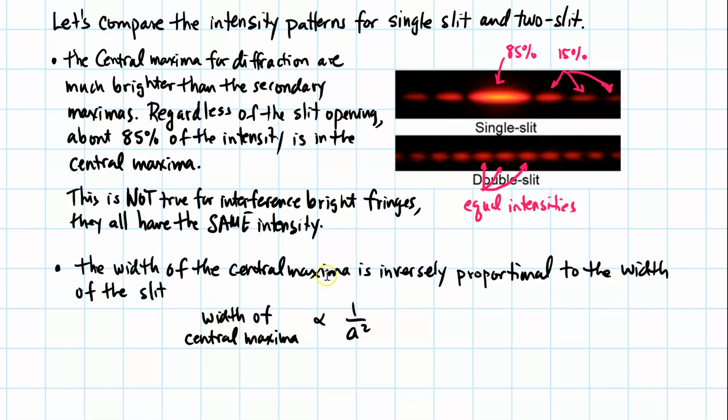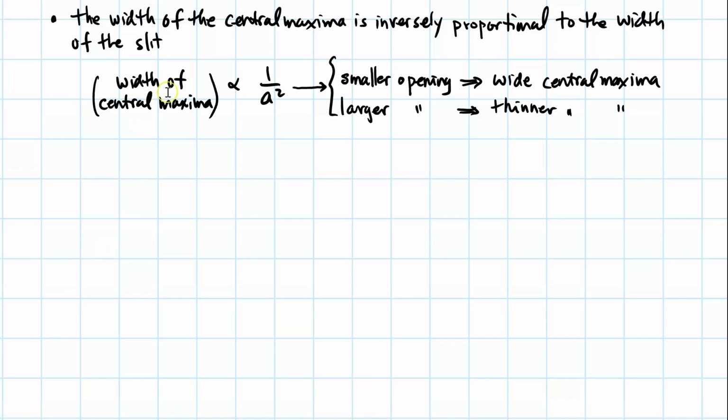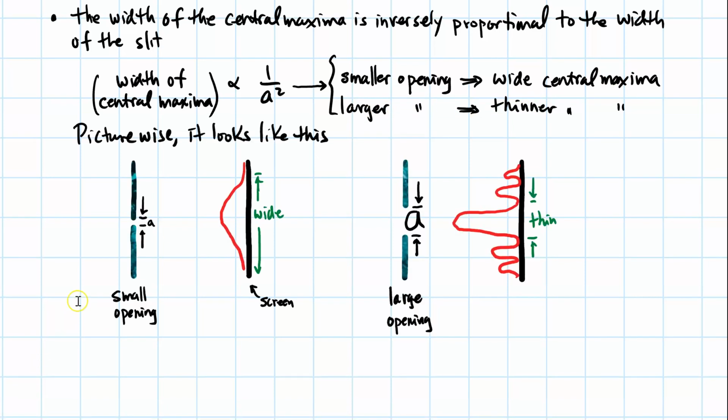The width of the central maximum is inversely proportional to the width of the slit. That is, the width of the central maximum is proportional to 1 over a. So if I have a smaller opening, I get a wide central maximum. If I have a larger opening, I get a thinner central maximum. Picture-wise, if I have a small opening, then on the screen you'll see a very broad central max. If I have a large opening, I'm going to have a very intense bright spot right here in the middle, with the smaller ones being secondary and dimmer.